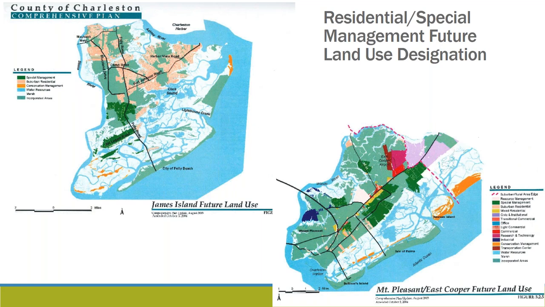Commercial institutional office development was recommended to be allowed in these communities to offer services to the residents. And some rural uses that would not typically be found in the suburban area, such as farming, were recommended. These properties are shown in dark green on these two future land use maps.